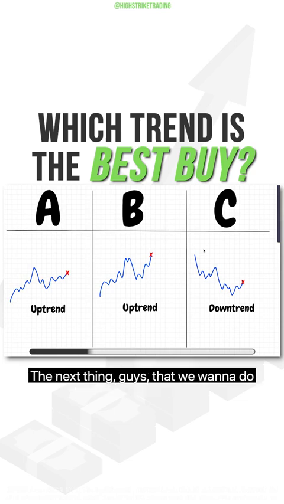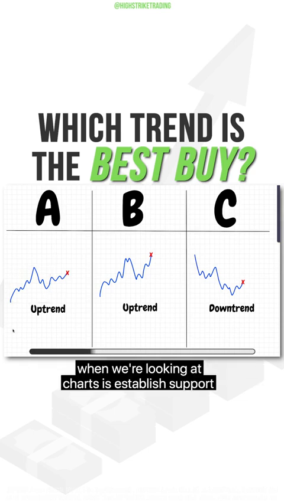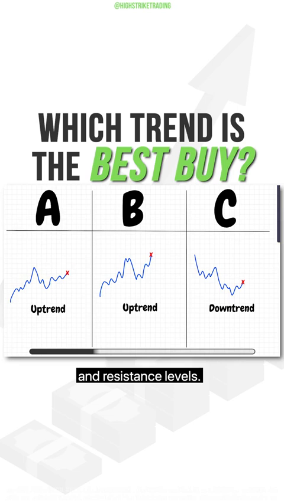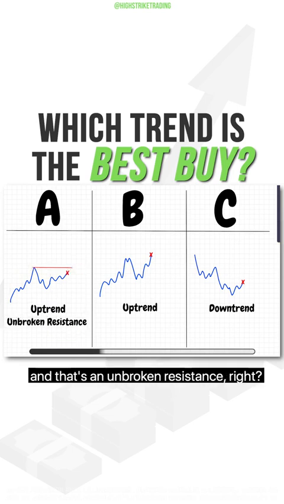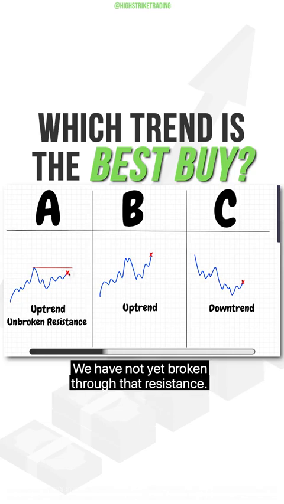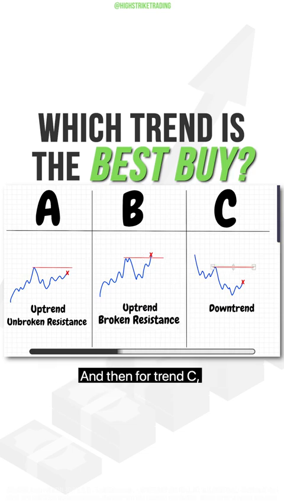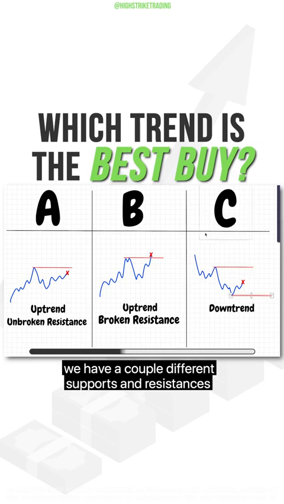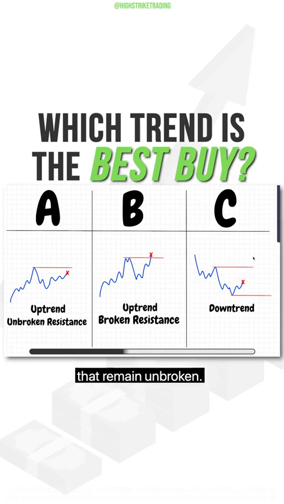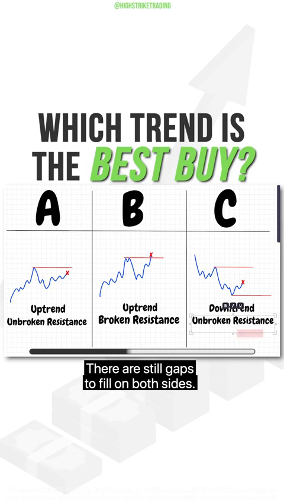The next thing, guys, that we want to do when we're looking at charts is establish support and resistance levels. So for trend A, we have a resistance here at the peak, and we have not yet broken through that resistance. For trend B, we have the same resistance, except that resistance is broken. And then for trend C, we have a couple different supports and resistances that remain unbroken. There are still gaps to fill on both sides, so we have unbroken resistances.